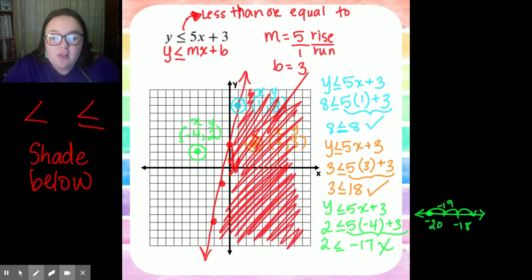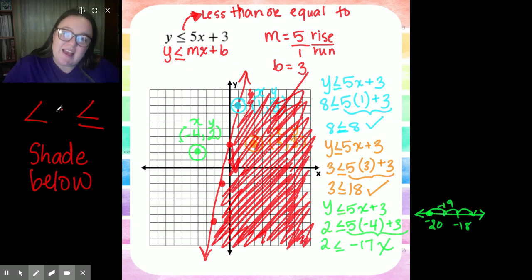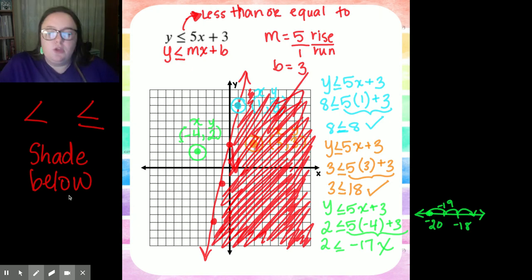Meaning that all of the stuff that you colored in are good points, right? That orange one was a good point. It was on this side. So if you have a less than or less than or equal to, you shade below, meaning that all of these would be good points. You don't shade this side because remember, this one did not make it true. This is not a good point.